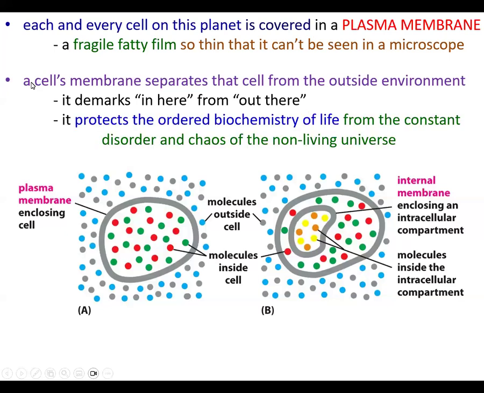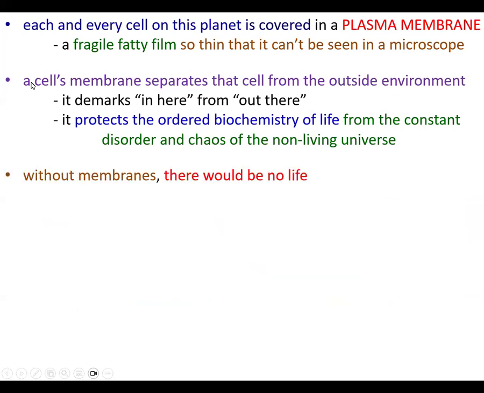that makes the plasma membrane so important. So these membranes protect the ordered, non-entropic biochemistry of life from the constant disorder and high entropy chaos of the non-living universe that lies outside of the cell. So suffice it to say, without membranes, life wouldn't be possible. We need this boundary where entropy may not enter so that we can have this ordered set of processes that we call life.